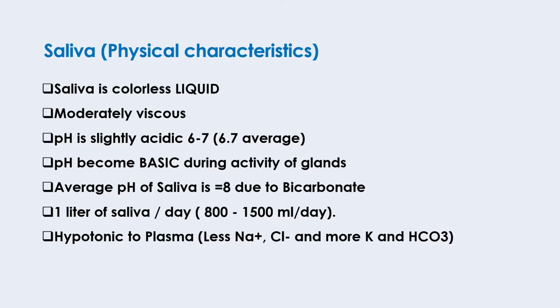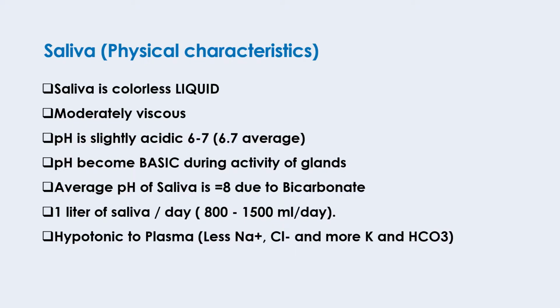But its pH becomes basic during activity of the glands, meaning when a huge amount of saliva is produced and transported through the salivary ducts. It shows that the activity of the gland is increased, right? In that case, the pH of the saliva becomes basic, and the value increases to 8. The major factor that makes the saliva basic is the presence of bicarbonate. We will discuss this point in later slides.